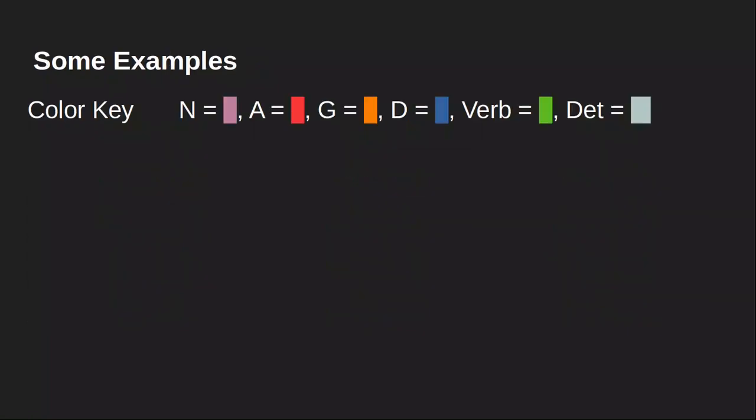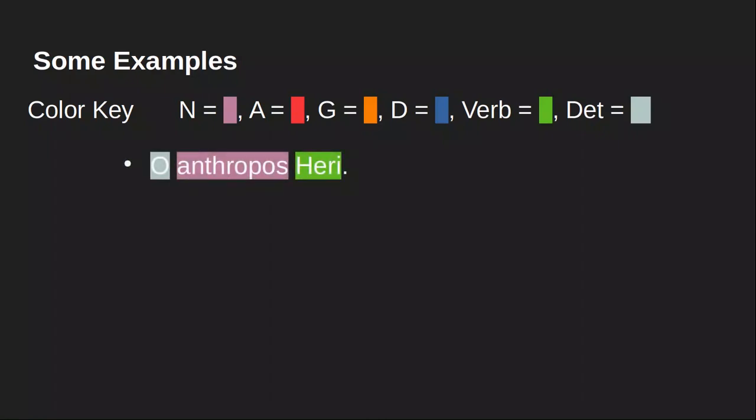So let's look at some examples of how cases are used in some example sentences. We're going to be using our ancient Greek, Koine Greek, for this example. Right, so we have color coding going on. N for nominative, A for accusative, G for genitive, D for dative, V is written out as a verb. And we also have determiners in this light gray, light blue kind of color.